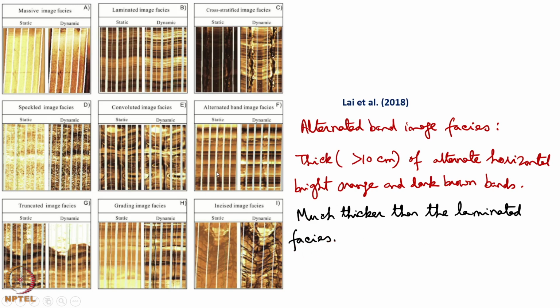Now, in certain terrain you may not find perfect laminated image facies in this way, or the perfect alternated band image facies with this much of thickness. Lai et al. have found it from a certain terrain, and it may not be possible to apply as it is in another place. So, in your place you may find some in between facies, or you may define a new facies. It remains open. While this remains our guideline, this is not the entire scenario of the geological complexity.